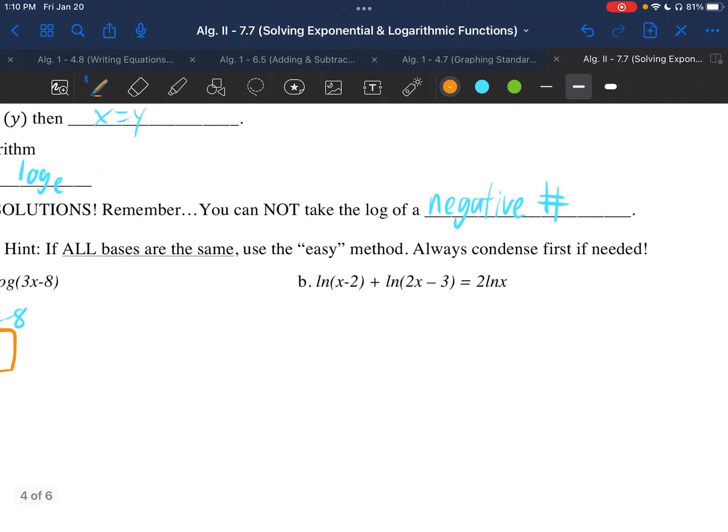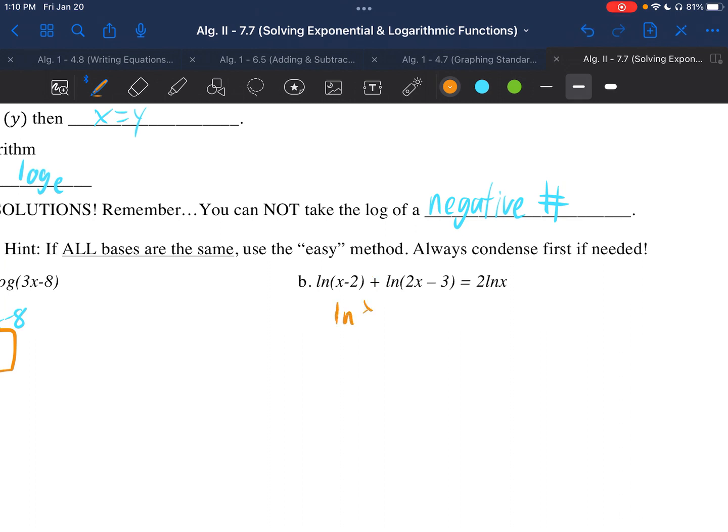On example B, we have to condense first, as it says, because you have the natural log of x minus 2 plus the natural log of 2x minus 3 equals 2 times the natural log of x. So we have to condense those things. The first one on the left side is using the product rule, where you have addition was really multiplication condensed.